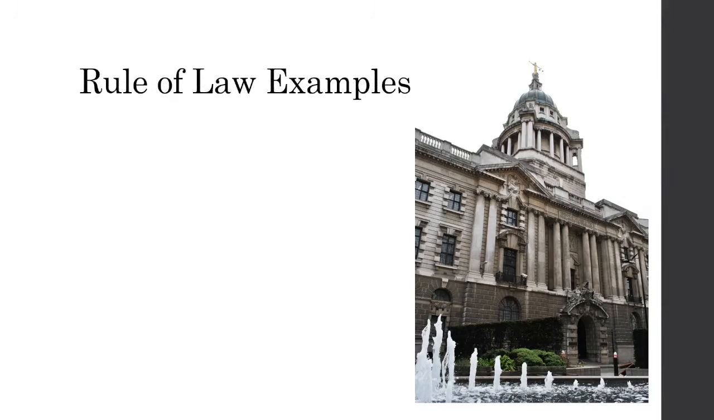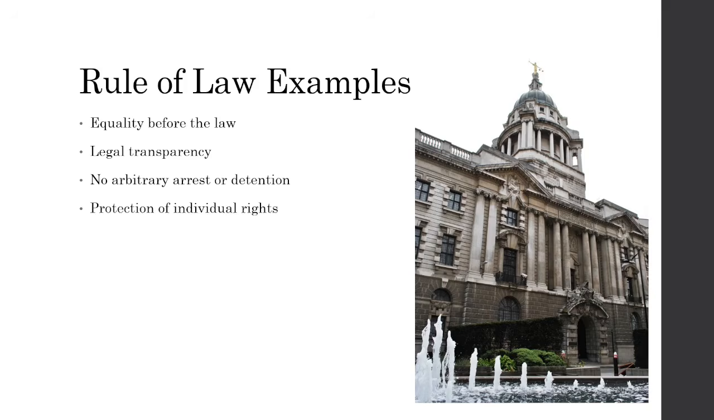All right, so let's look at some examples of rule of law. I know I gave a ton, but we're just going to look at some specific examples here. So equality before the law, legal transparency. So if you get arrested, they're telling you why you're getting arrested. No arbitrary arrest or detention. So there's a reason. They're not just taking you in because you have a cool mustache that they want to make fun of.